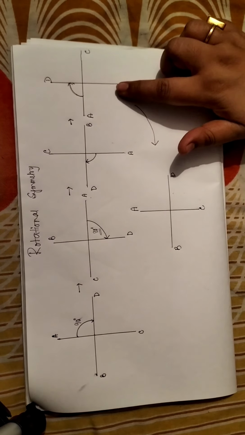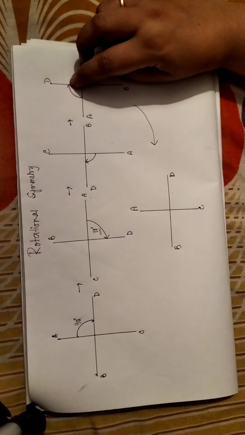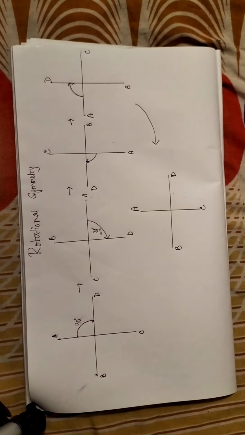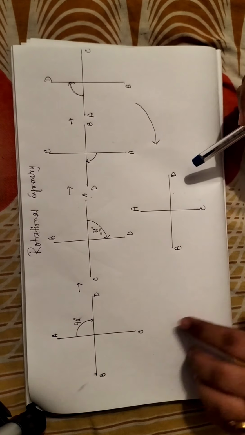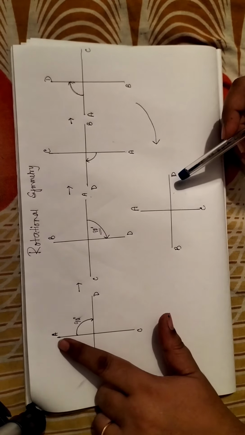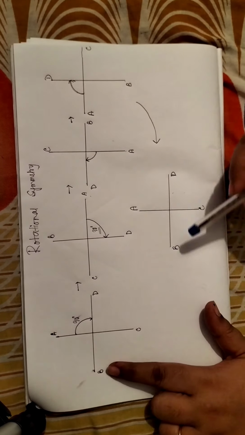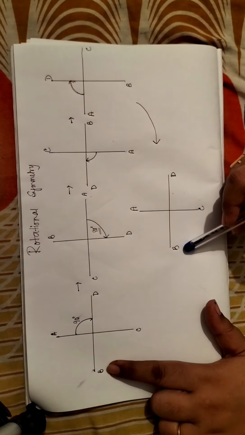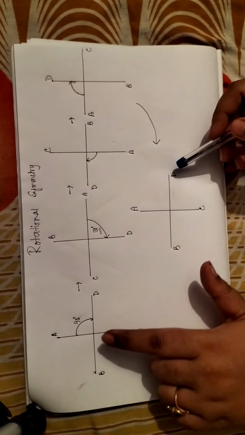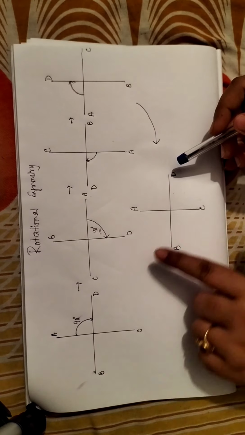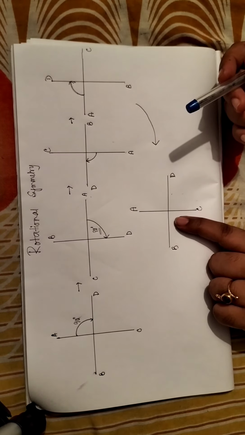Now this particular figure is again rotated, taking the same intersection point as the center by an angle of 90 degree, and then we will find that the configuration is not only same, but also A is again at the top, C is at the bottom, B is at the extreme left position, and D is at the extreme right position. That is, again we are getting exactly the original figure, and obviously the configuration is the same.